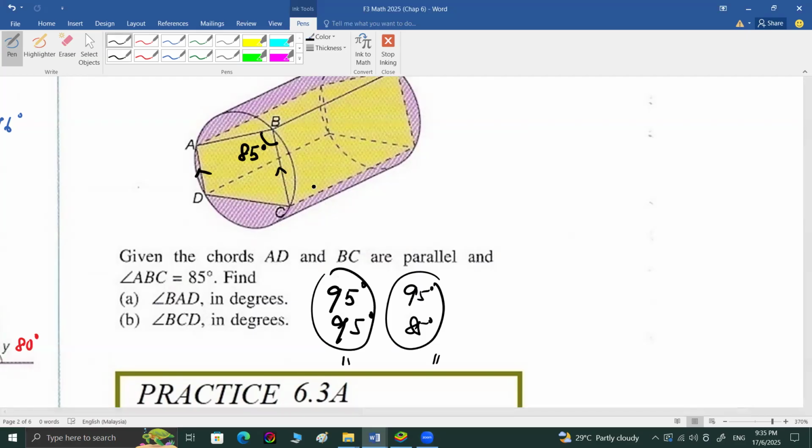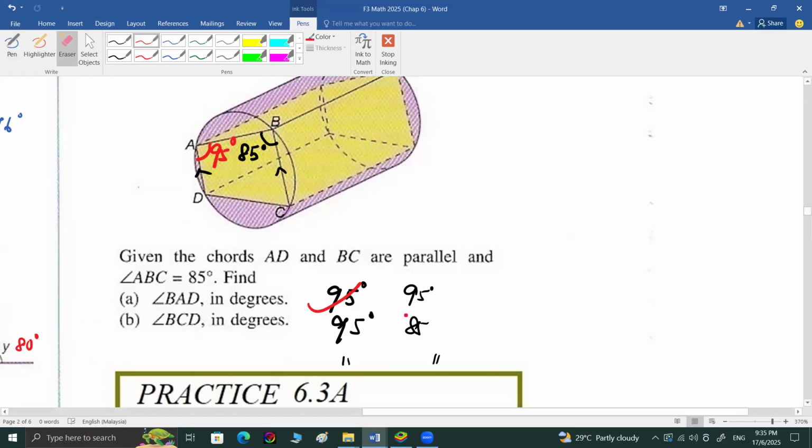Okay, look at the questions. There, all the information given, can you see? The question said that these two are parallel, right? So if these two parallel with this angle that given, remember class, BAD. BAD, what call this? Interior. Remember the C shape? The C shape, right? So 180 minus 85, you got 95. The first one, yes, 95.